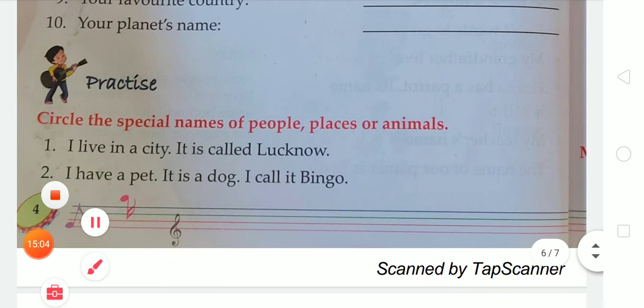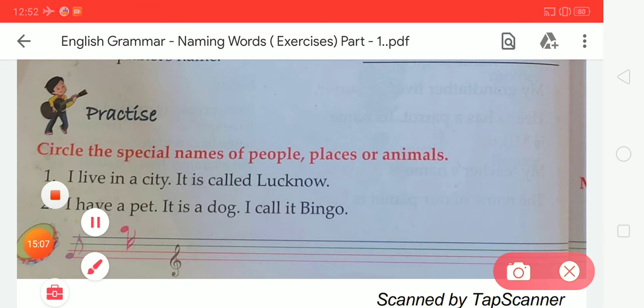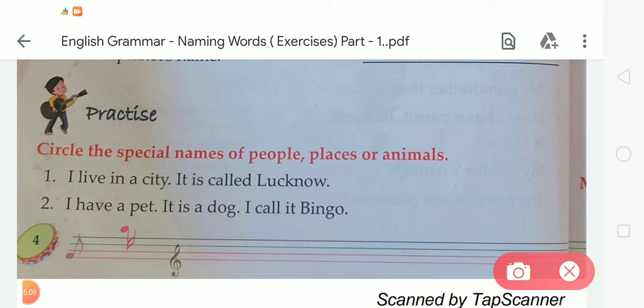Okay students, now the next, there is a practice work for you, so you have to complete it. So what will we do in this exercise? So students, there is: Circle the special names of people, places or animals. So what will we do in this given exercise? So students, we have learned that a special name begins with a capital letter. Okay, the first letter begins with a capital letter.